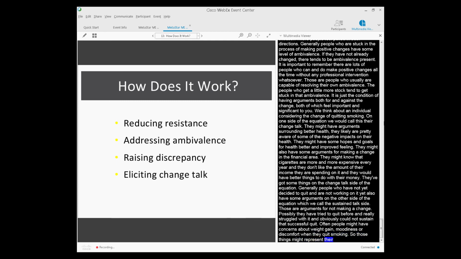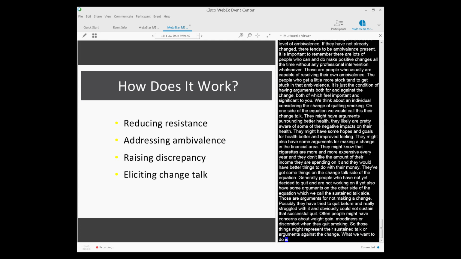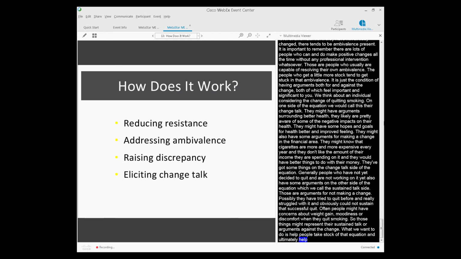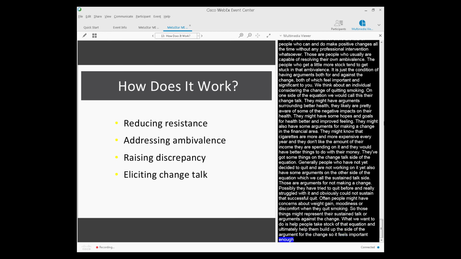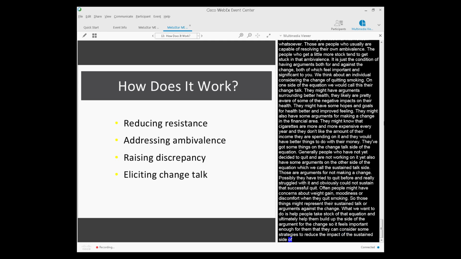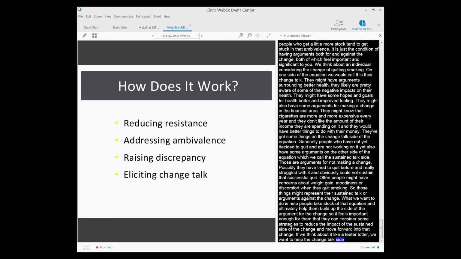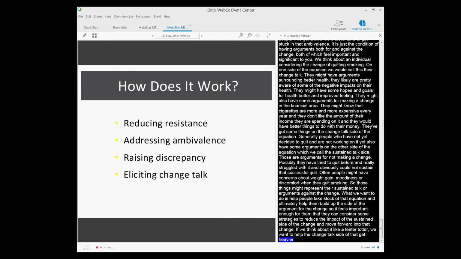And so what we want to be able to do is help people take stock of that equation and ultimately help them build up the side of the argument for the change so that it feels important enough for them that they can consider some strategies to reduce the impact of the sustain side of the change and move forward into that change. If we think about it like a teeter-totter, we want to help the change talk side get heavier and heavier until momentum and gravity takes it down, and that's the side that they've decided.